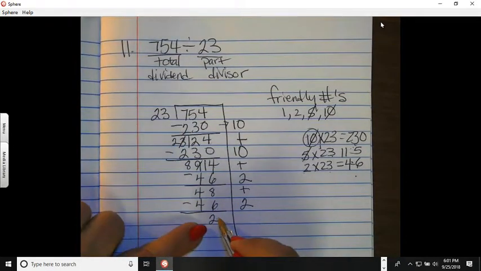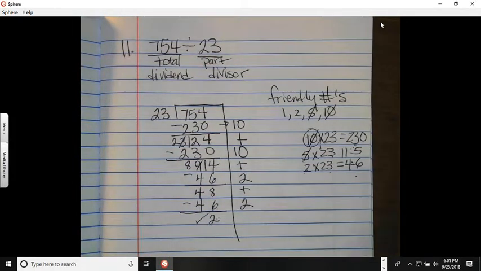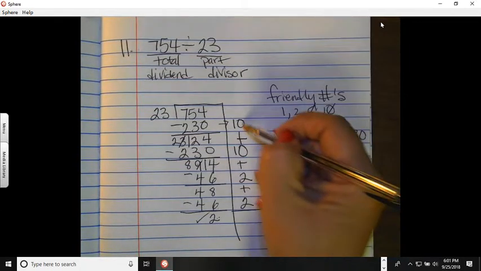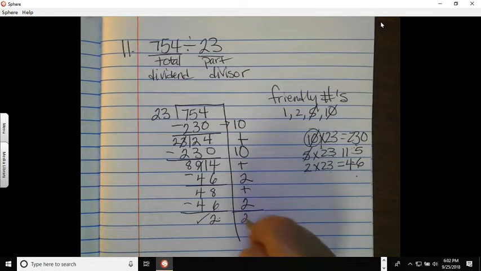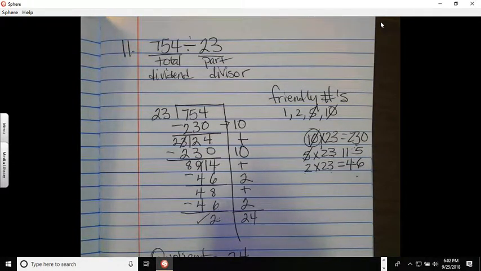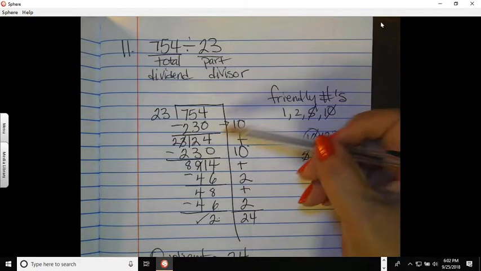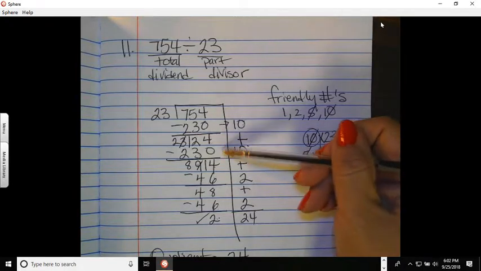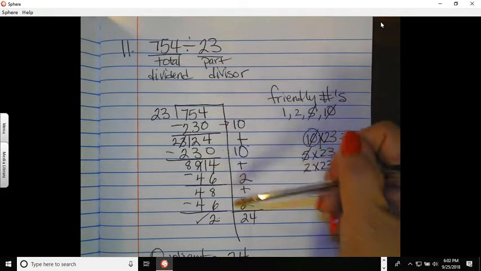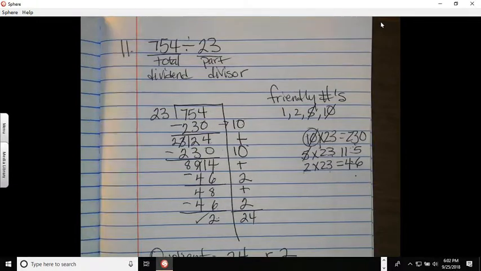Okay, is my dividend, it's reduced to a 2, is that less than 23? Yes, so I'm done. I can now add them up. I have 10, 20, 22, 24. So my quotient is 24. And I have a remainder of 2. I'm doing 11. What did I do? All right, can somebody catch my mistake? Okay, so I'm looking on here, and it looks like I have made a mistake.